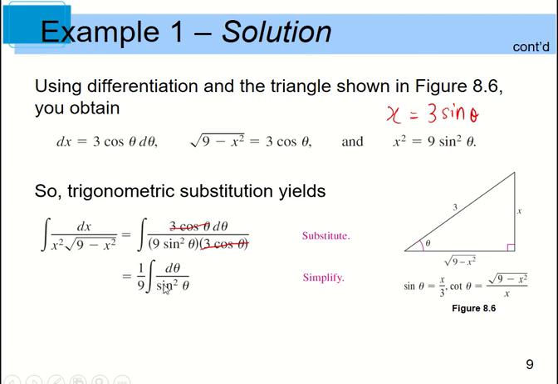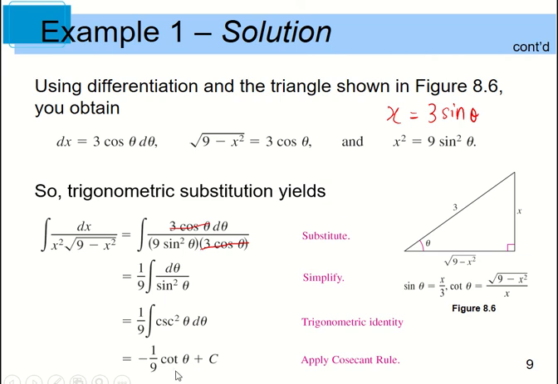So we integrate this. Now, what is 1 over sine square? 1 over sine square is actually cosecant square theta, and we have a formula to integrate this. In the previous discussion, we have a list of formulas, and this is one of the list. So integrate this, what do we get? We get negative cotangent theta. So we have negative 1 over 9 cotangent theta plus c.